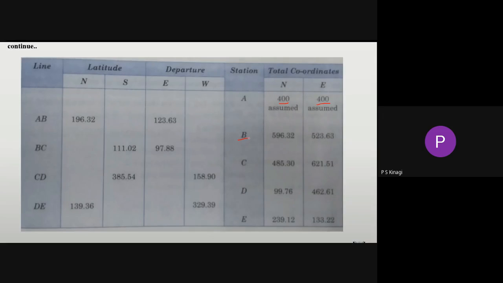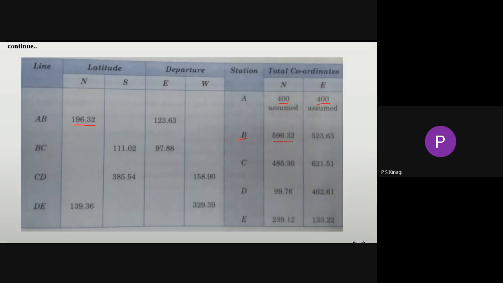Okay. So next we have to calculate the coordinate of the B point. So this is assumed 400. For B point, our first latitude value is how much? 196.32. It is positive. So this value added to the 400, we will get 596.32.